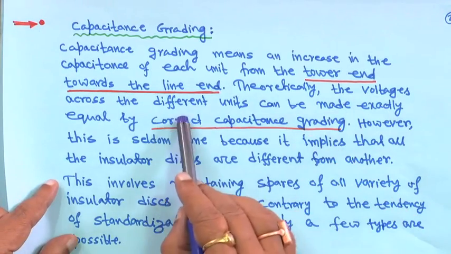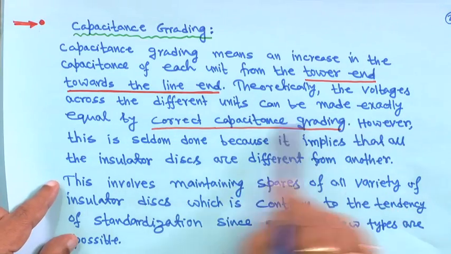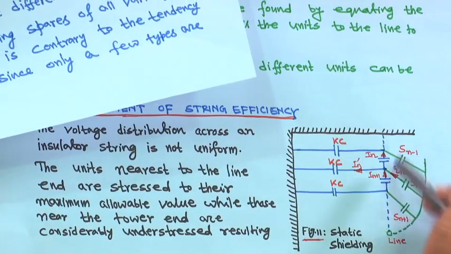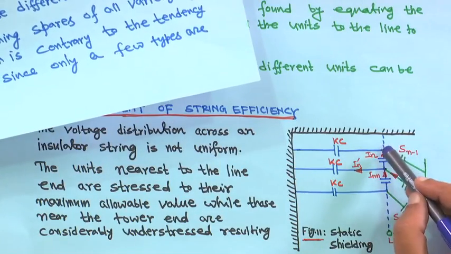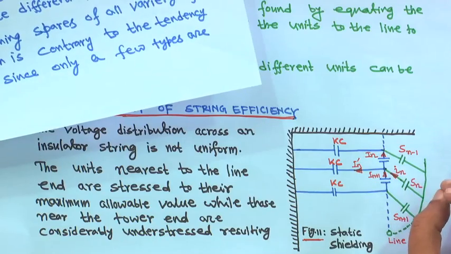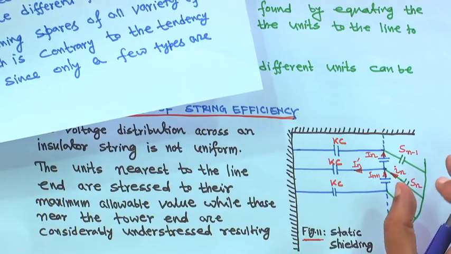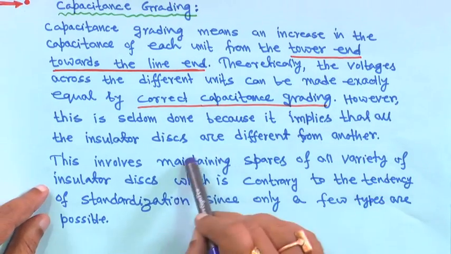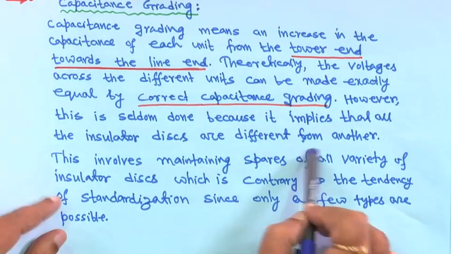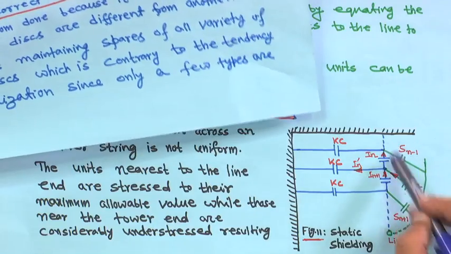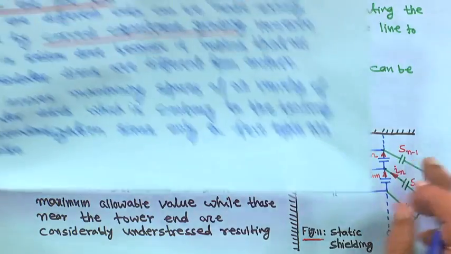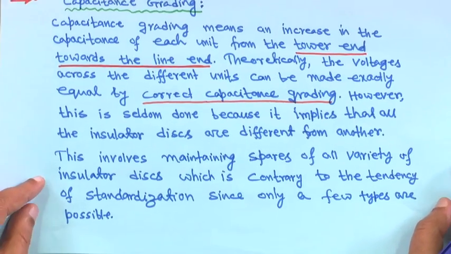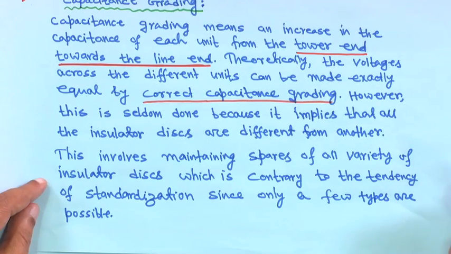Theoretically, the voltages across the different units can be made exactly equal by correct capacitance grading. If you can go for a correct capacitance grading, then the voltage across each unit, there are so many units in each string, can be made equal, but this is seldom done because it implies that all the insulator discs are different from one another. I mean, if you try to make it, then you will find different discs will be of different types, so that one will be different from another.